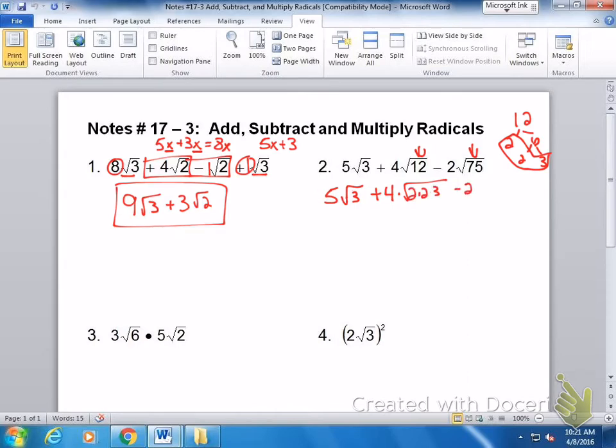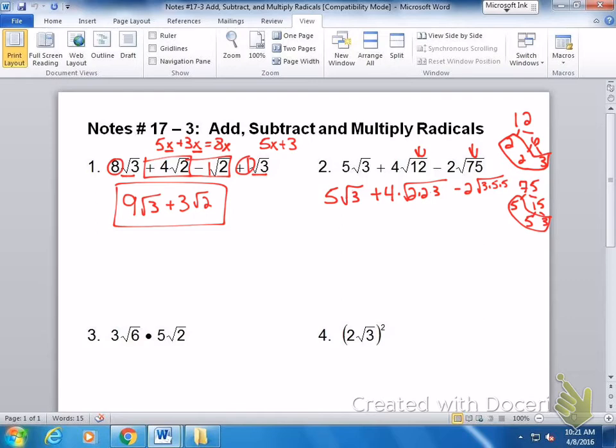Minus 2 times. Now we have to factor 75. And guys, we've done these numbers before. I can take out a 5 and I'm left with 15. I can take out a 5 and I'm left with 3. They're the prime factors of 75. 3 times 5 times 5.